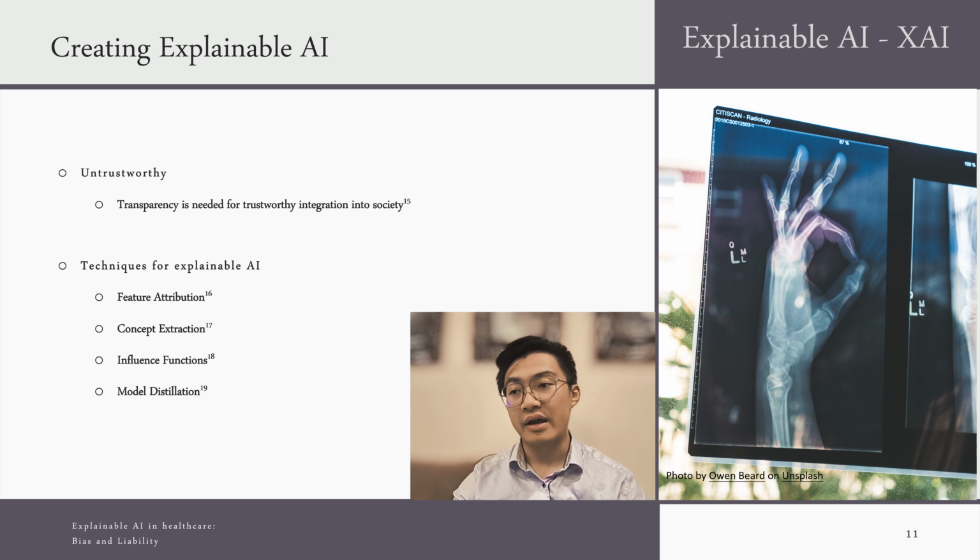Creating explainable AI. Trust is necessary for innovation, and where there is no transparency, there is no trust, all of which is needed for integration of these technologies into society. Some notable techniques that can be used to provide transparency into these black box models are feature attribution, concept extraction, influence functions, and model distillation.